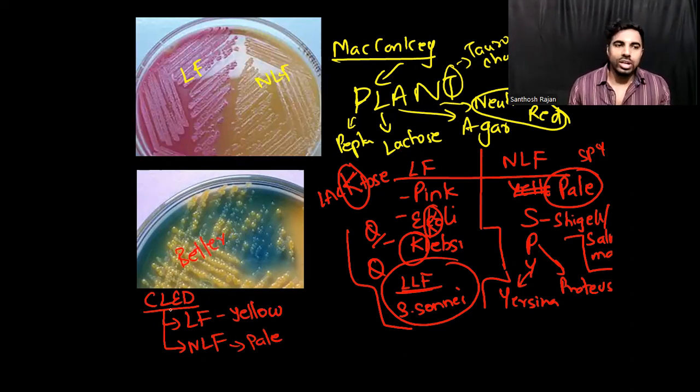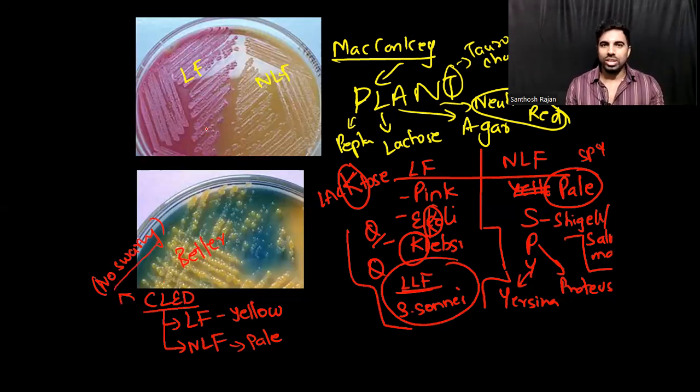The important thing is that in CLED media there is no swarming, and also no unwanted bacteria like gram-positive bacteria grow. Swarming by Proteus is a contaminant; in MacConkey the whole plate swarms, so it is difficult to pick the colony properly. In CLED it will inhibit the swarming, so it is easy for us to identify. CLED is always better, especially for urine samples. For culture of urine, CLED is better than MacConkey to differentiate LF or NLF.